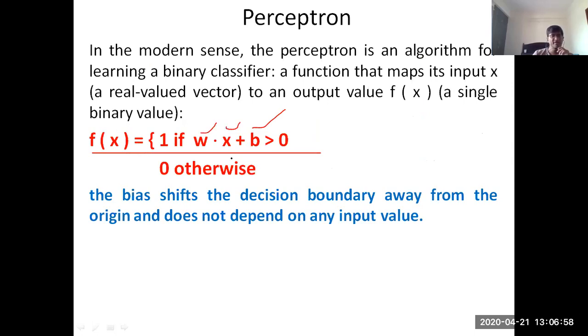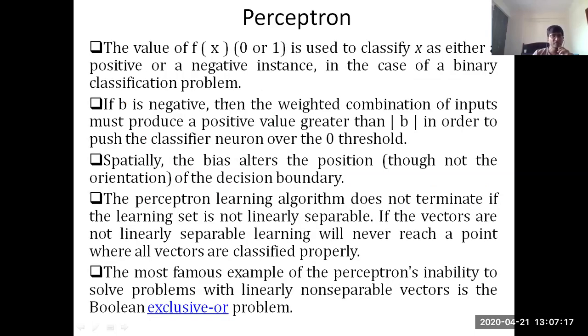And as you all know, this bias value I'm talking about, what does this bias actually do? It basically shifts the decision boundary away from your origin, and it does not depend on any input value. That is why it has been taken separately. Now this value of f(x), that is the activation function, which can be either 0 or 1, is used to classify x as either a positive instance or a negative instance, right?